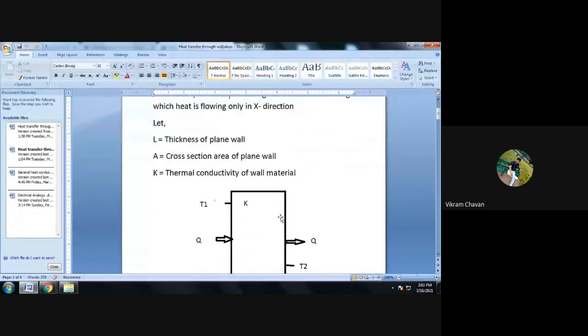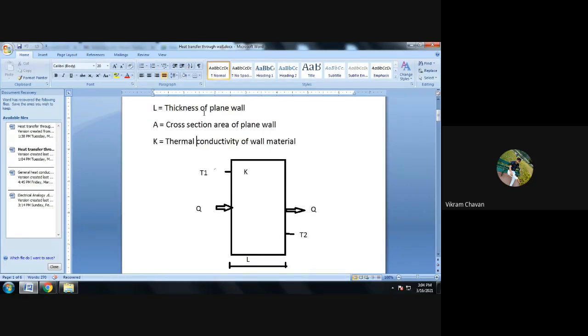So here we have considered this wall geometry. The plane wall has a thickness of L, its cross-section area is A, and the material used to manufacture this wall has a thermal conductivity of K. This thermal conductivity is uniform throughout the material and does not change with direction. So the material is isotropic, and the composition is homogeneous.